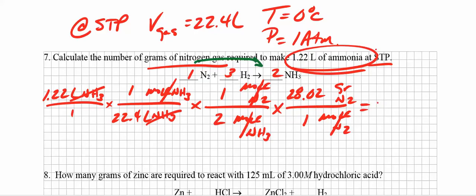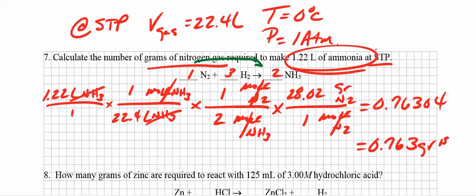Here's what I get on my calculator. Check me on this, 0.76304, but let's do that to the correct number of significant digits. Let's see, 3, 3, 4. I can have 3 significant digits, so I'm going to say 0.763, and the unit is grams of N2.